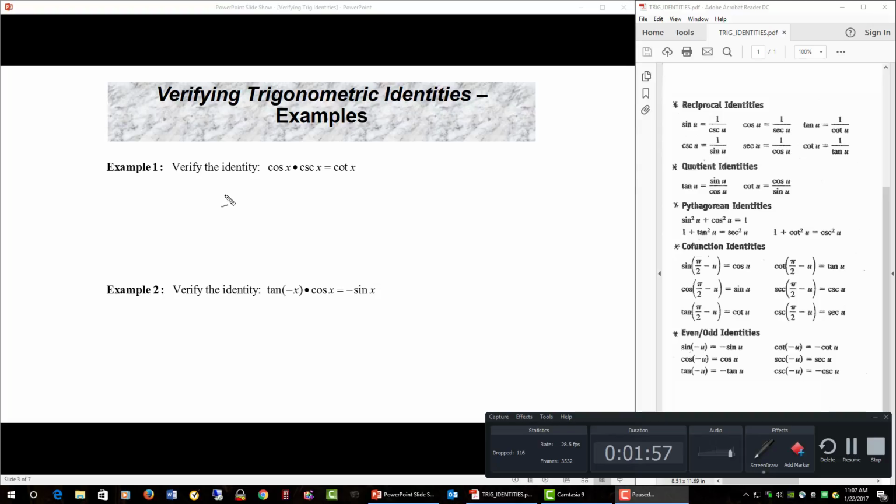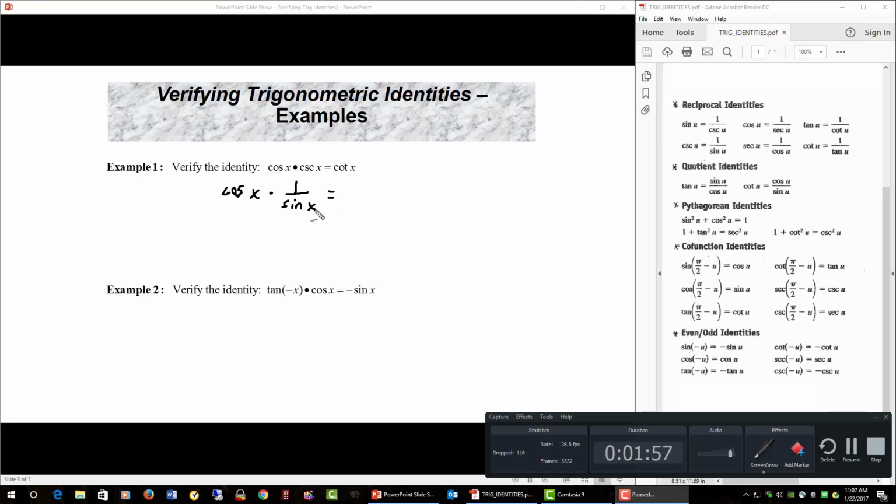Example 1 says verify the identity cosine x times cosecant x equals cotangent x. This first one, we're going to start out a little bit easy so y'all will get a good feeling for them. As we said in some of the earlier statements, we can go ahead and break the cosecant into sines and cosines. So cosecant x would equal 1 over the sine of x. And notice angles can be stated with variables such as x over here, or u's. They could be thetas, gammas, alphas, any letter.